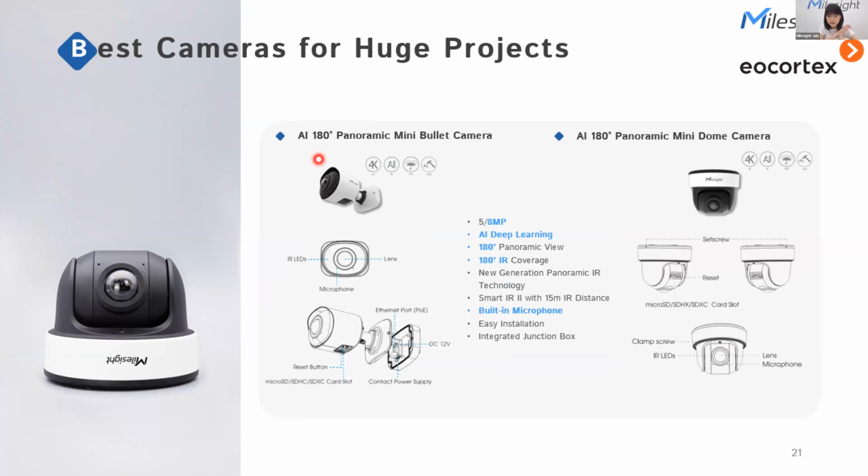Then the panoramic series are designed for capturing an entire scene without any blind spots, eliminating the need for multiple cameras and reducing installation costs. For example, the Milesight 180-degree mini bullet and dome camera is perfect for ultra-wide area monitoring, especially because it can greatly merge itself into the surroundings.